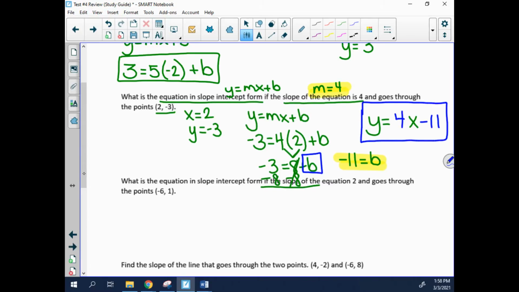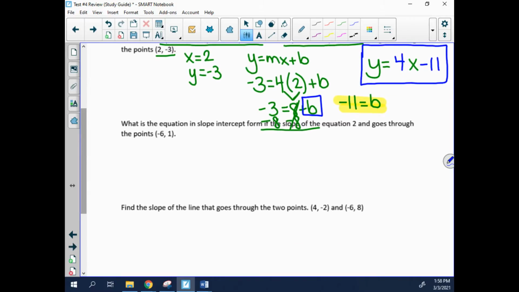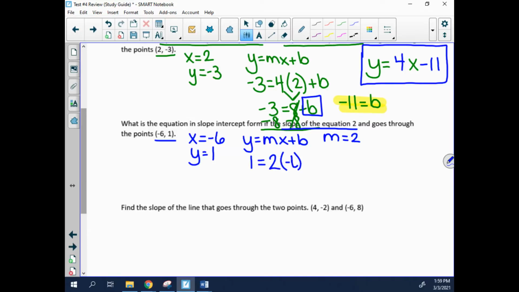Okay. The next one, what is the equation in slope-intercept form of the equation? The slope of the equation, I should say, is 2. So m equals 2, and it goes through the point -6, 1. So x equals -6, y equals +1. I'm going to start with slope-intercept form, and I'm going to plug in the pieces I know. I know y is 1. I know m is 2. I know that my x is -6, but I don't know b.